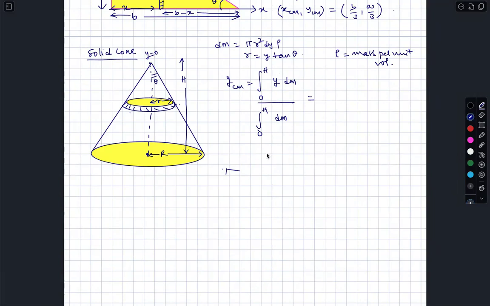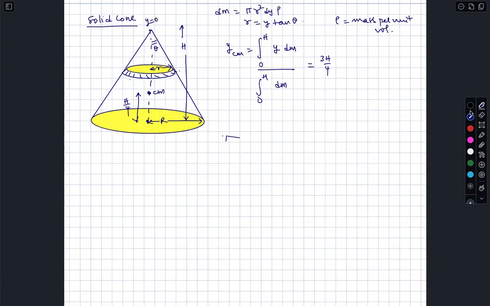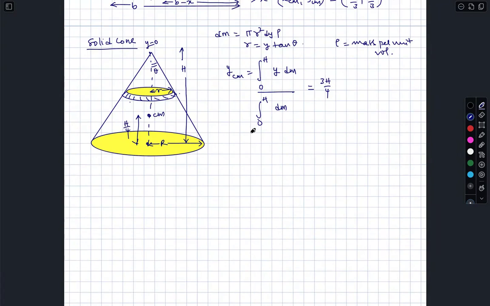Trust me, after substitution of all these things, you will just remember the base content only. So you will get 3h by 4 from the apex, or from the base, the location of the center of mass is h by 4. Any doubts? I am not cheating, I'm just giving you the basic substitution here. For a solid cone from the apex, it is 3h by 4. From the base, it is h by 4.